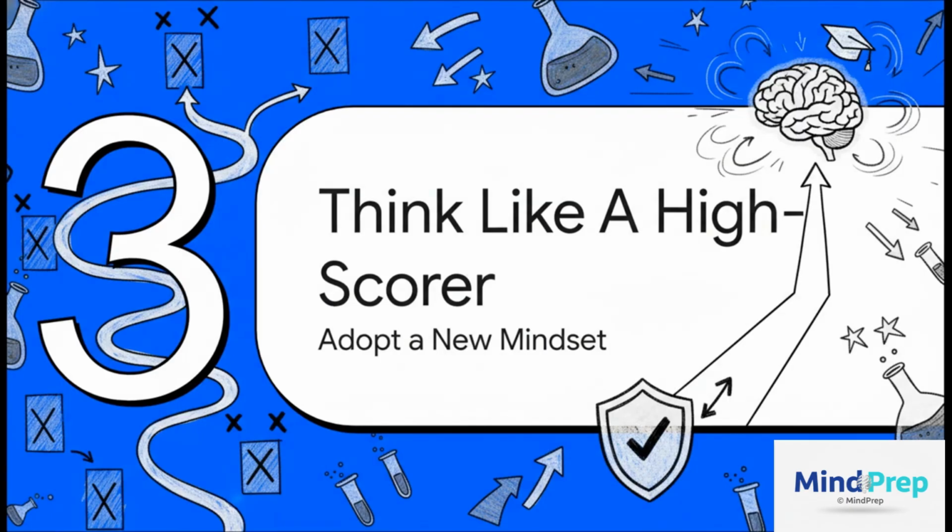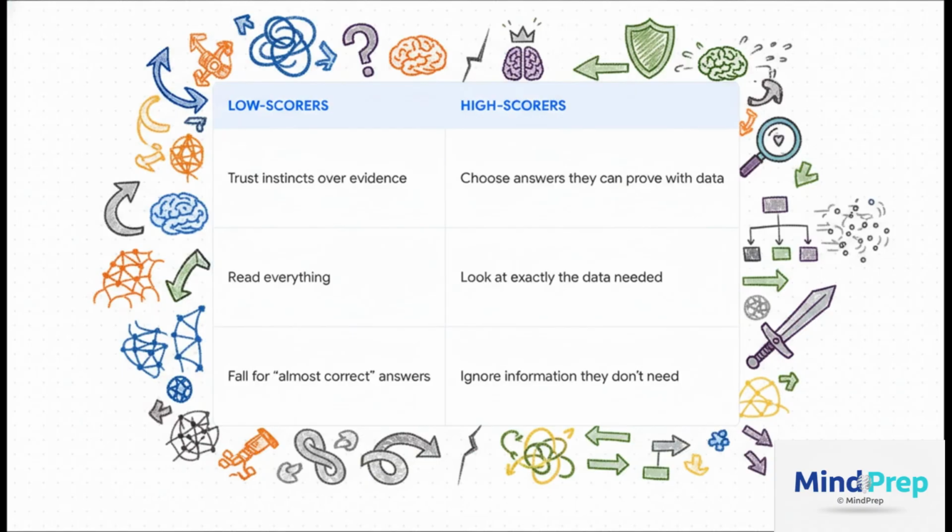Okay, so you know the traps. Now for the good part, how to avoid them. And the secret? It's not about being smarter or faster. It's about adopting a completely different mindset, the mindset of someone who gets a top score. This slide really shows the whole battle right here. It's about reacting versus strategizing.